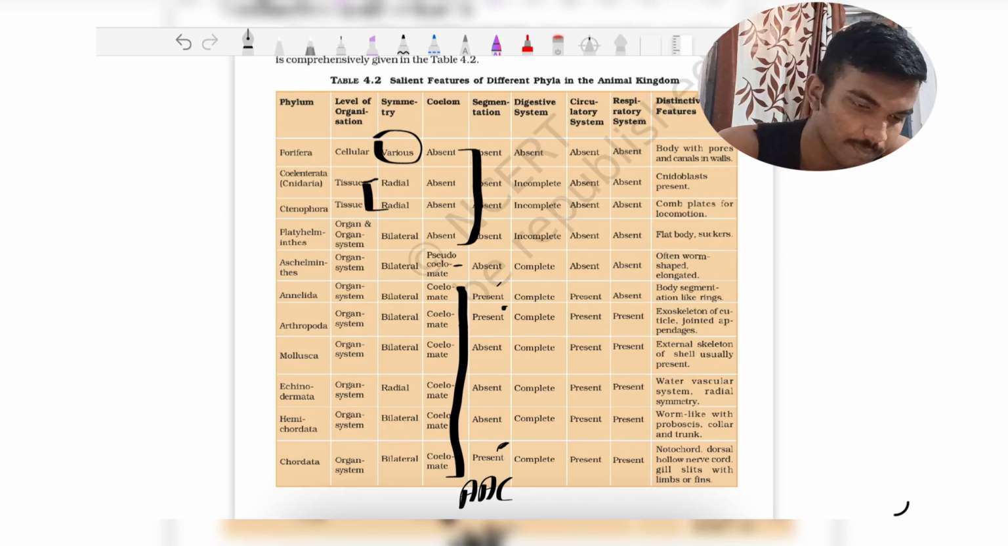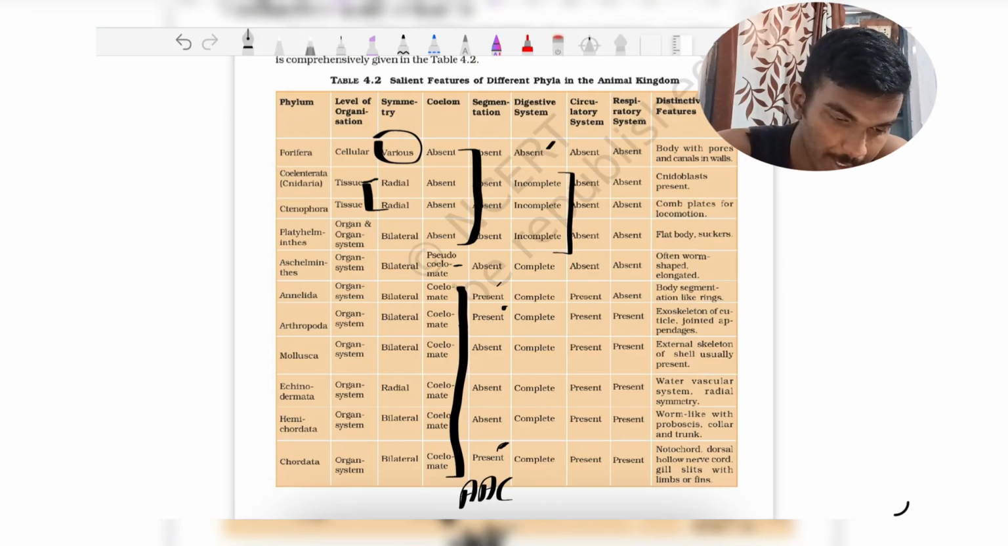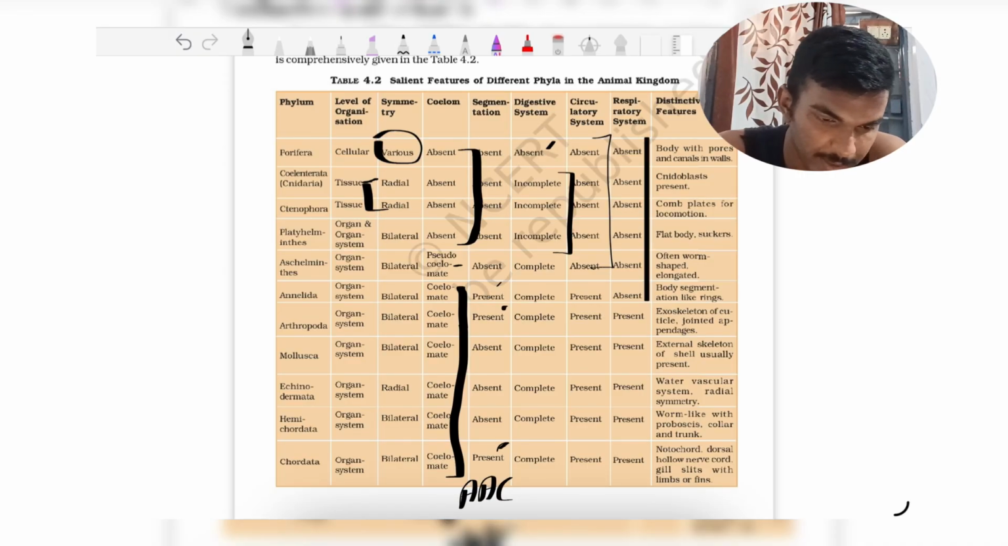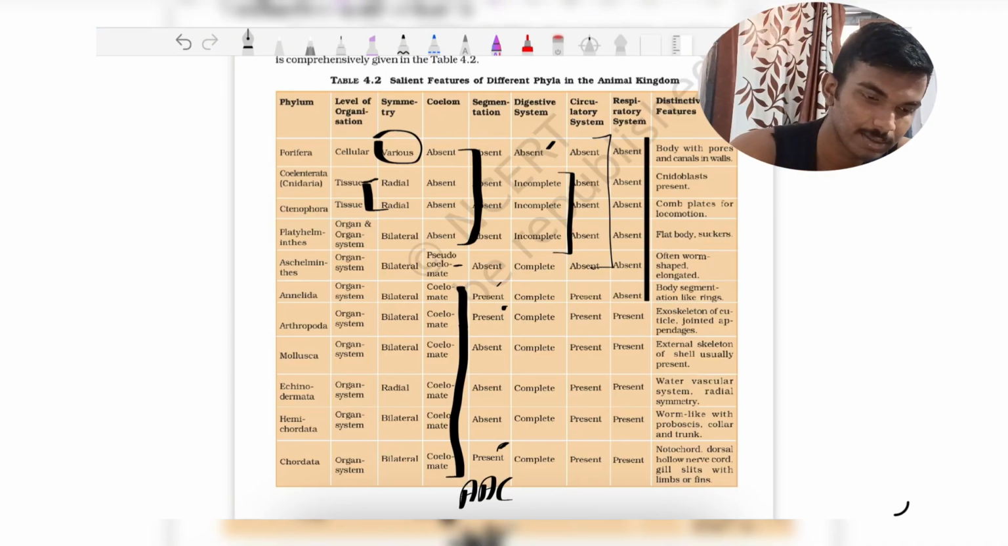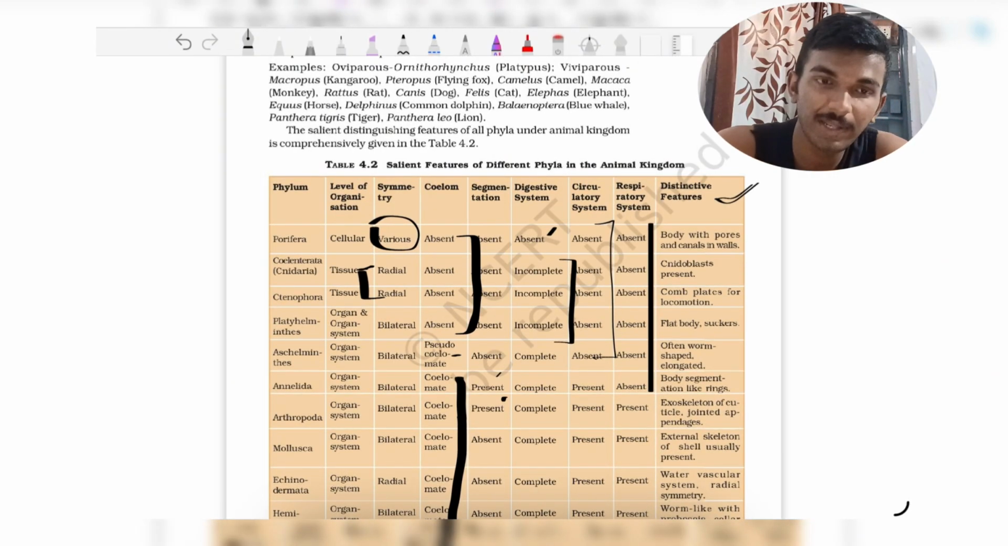The digestive system in Porifera is absent. Up to Platyhelminthes it is incomplete and then complete. The circulatory system is absent up to Aschelminthes, and then present. The respiratory system is absent up to Annelida, then present. These are the distinctive features. So these are the markings. These are very important.